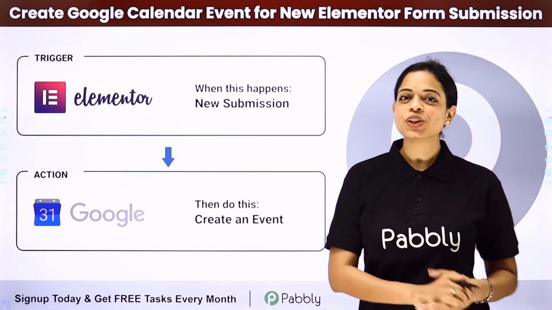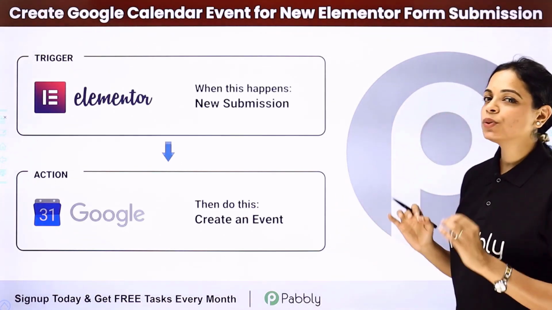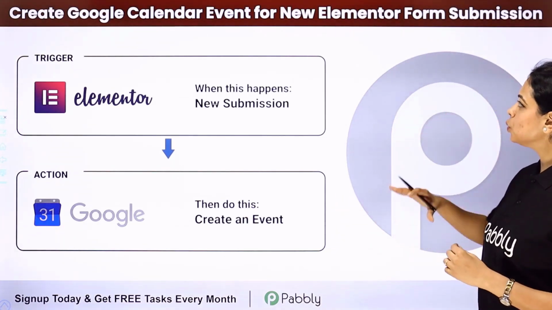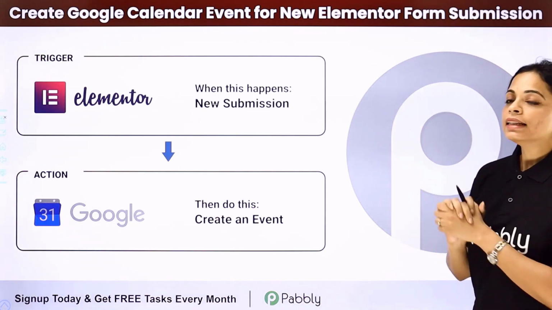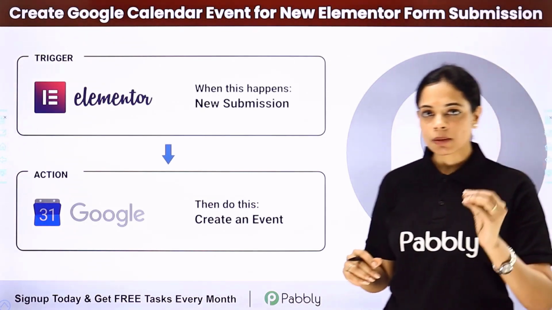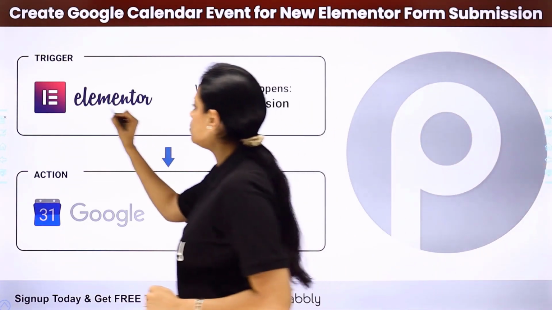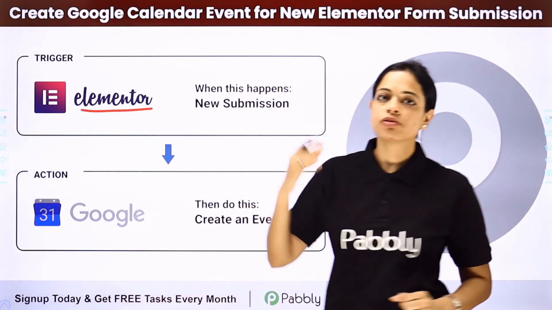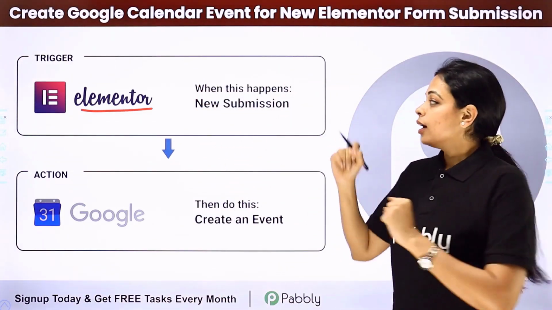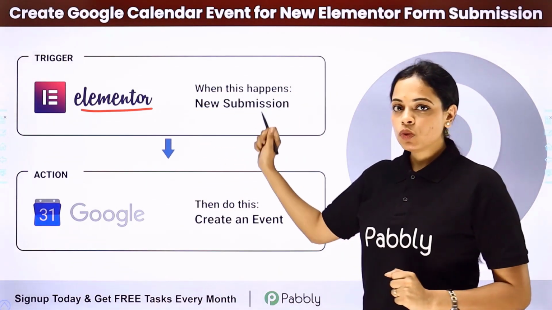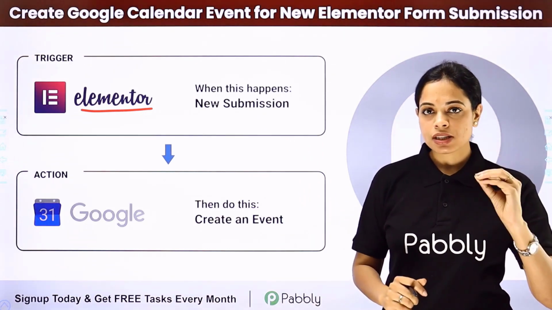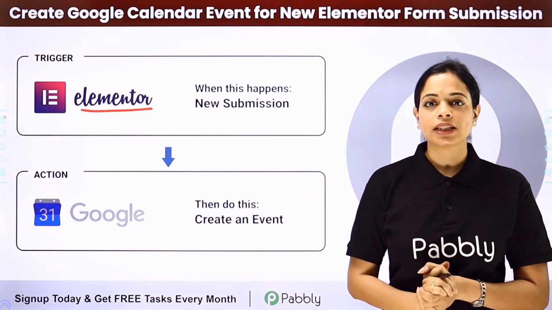In this video, we are going to see how to create Google Calendar events for new Elementor form submission. Now, every time there's a new form submission, and here we are talking about Elementor forms, which are a plugin of WordPress. Now, every time there's a new form submission, you want that with the data that you have received, an event should be created in Google Calendar.